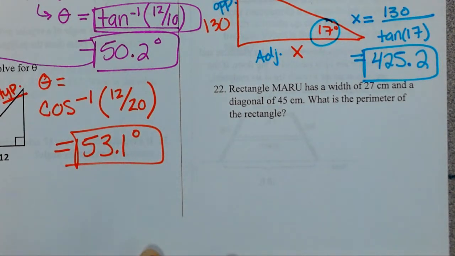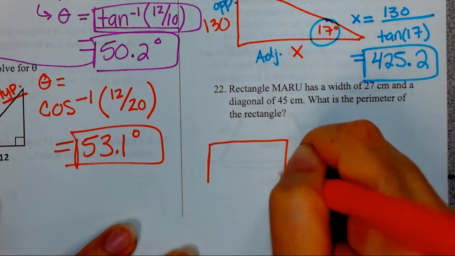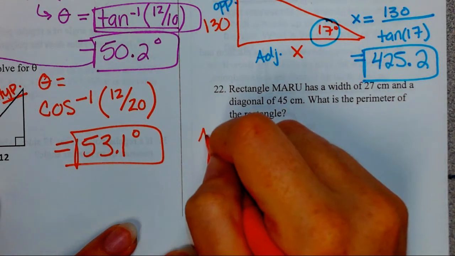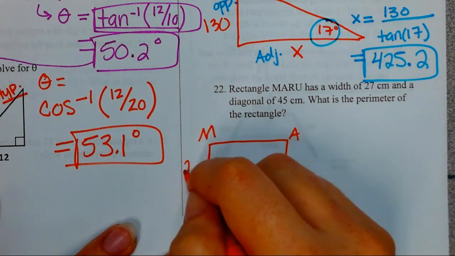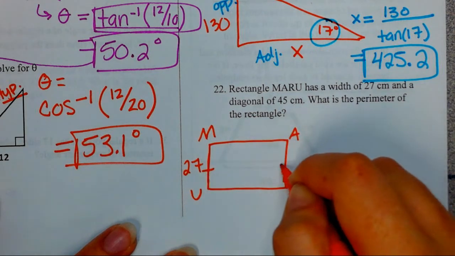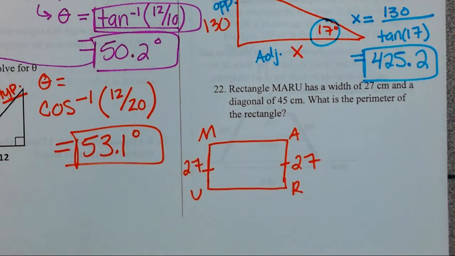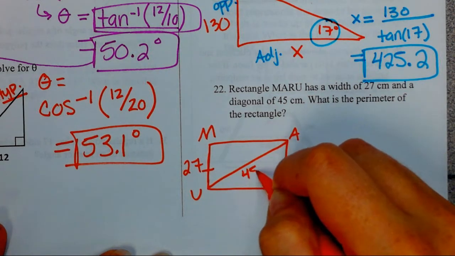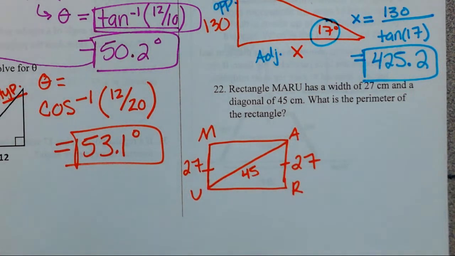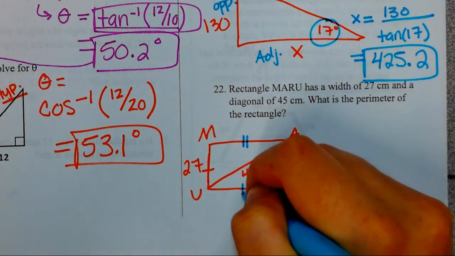Rectangle MARU has a width of 27 and a diagonal of 45. What is the perimeter? Okay. So here is our rectangle. MARU. It has a width of 27, and because it's a rectangle, opposite sides are congruent. Okay. It has a diagonal of 45. This is a diagonal in a rectangle. Okay, if it wants the perimeter, we need to figure out what are these sides.